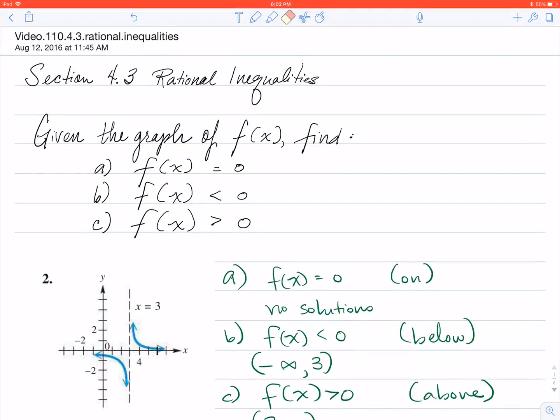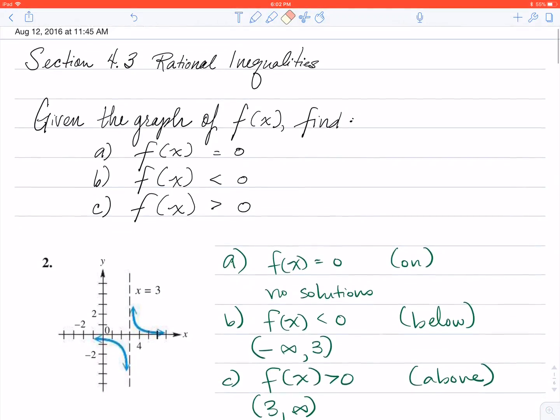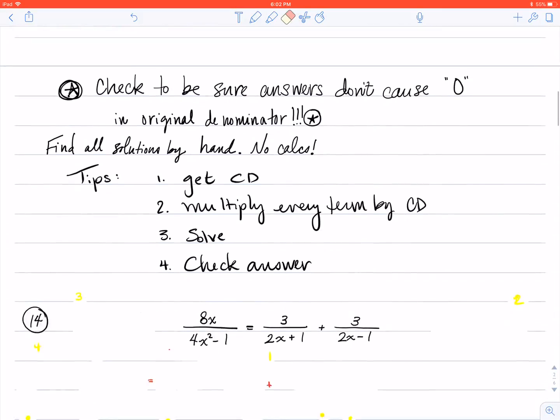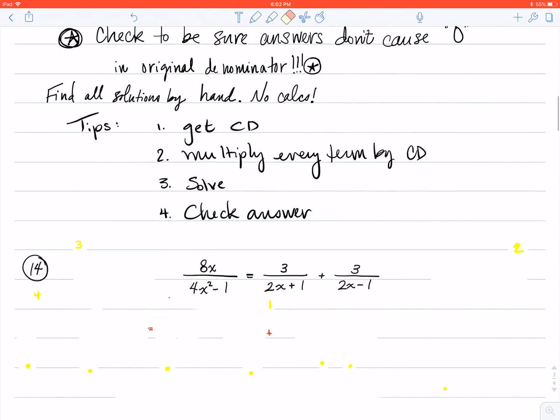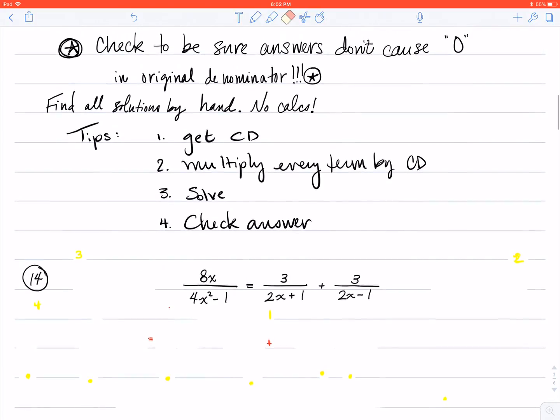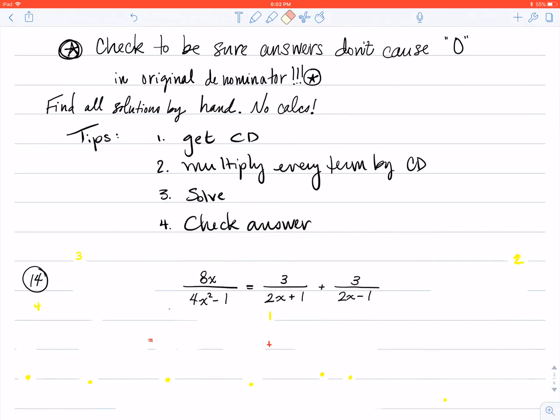Hey folks, so I'd like to do a couple of examples for you in section 4.3. So go down then to number 14, and I'd like to do number 14 and number 18. A couple things before I get started on number 14.